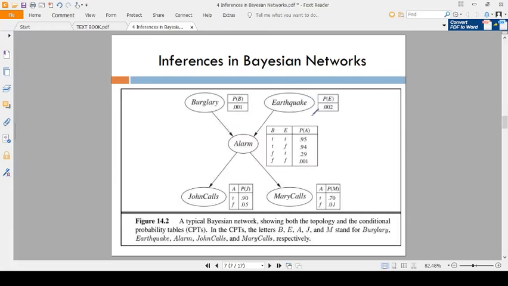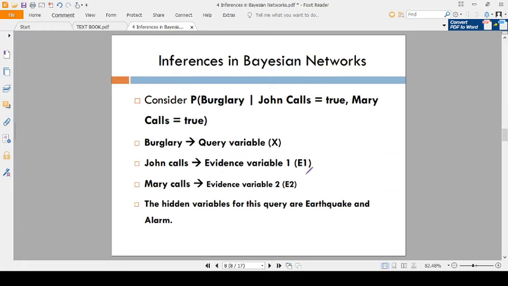Consider the example which is already discussed. You are installing an alarm for burglary purpose, which also works for earthquake. If the alarm rings, John calls and also Mary calls. Consider P of burglary based on the evidence: John calls equal to true, Mary calls equal to true.